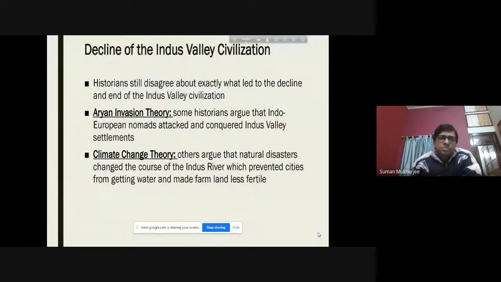Now, on the decline of the Indus Valley civilization, the historians are divided in their opinions. Historians still disagree about exactly what led to the decline and end of the Indus Valley civilization. Some thought that the Aryan invasions were the major cause, and another group of historians thought that climate change was the major cause.